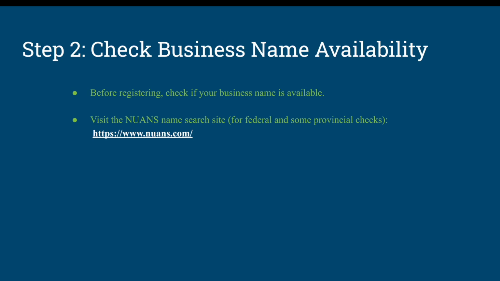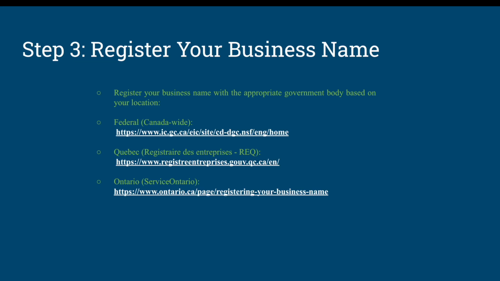Before registering, check if your business name is available. Visit the NUANS name search site for federal and some provincial checks. So here I've just mentioned a website for your reference. So don't worry, I'm also going to put all of these links in the description so you can check it out from there as well.